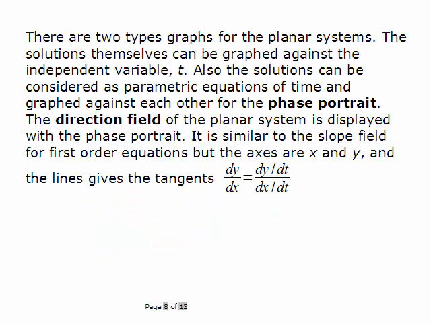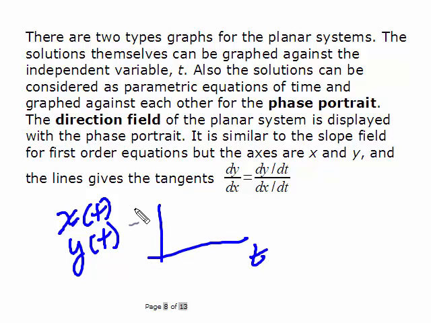Now for these systems, there are two types of graphs. One of them is a graph of the solutions themselves as functions of time. So we've got these solutions, x of t, y of t. Remember, there were two variables. And plotting those versus time, so here would be your x and your y. Perhaps they're sinusoidal. I'll show that in a minute.